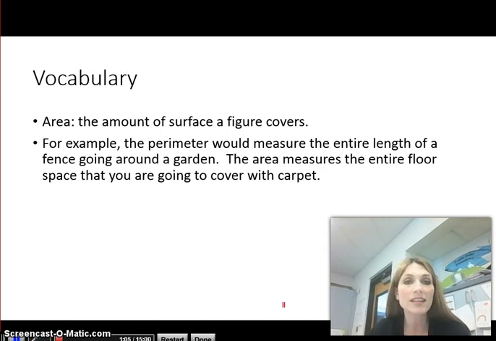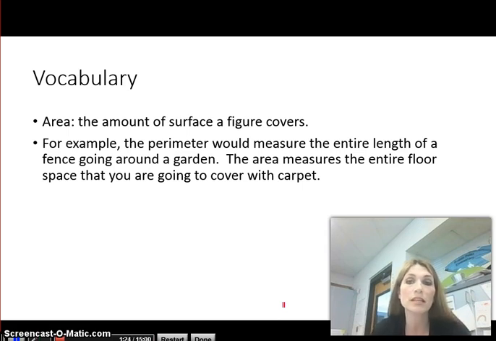Our vocabulary tonight is a little different. Area is the amount of surface a figure covers. So today we're going to be talking about rectangles, but area is just the amount of surface that a figure covers. For example, it's good to talk about the difference between perimeter and area at this time so that we don't get those mixed up.